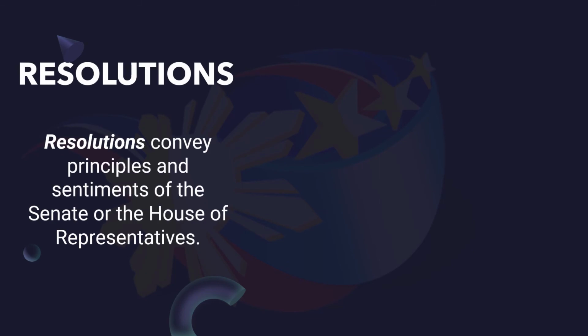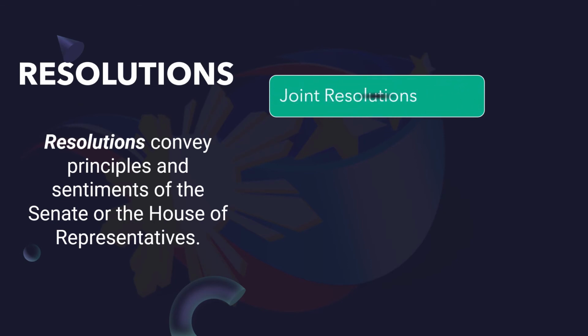Resolutions convey principles and sentiments of the Senate or the House of Representatives. Resolutions are divided into three. The first one is joint resolutions. Joint resolutions require the approval of both chambers of Congress and the signature of the President and have the force and effect of a law if approved.